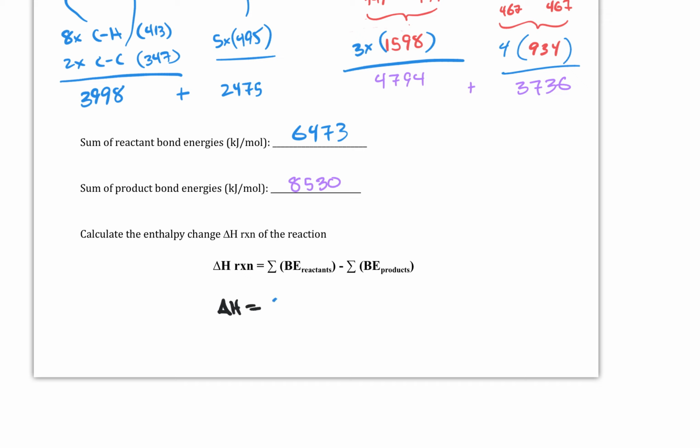We're going to take the 6,473 kilojoules of energy required to break the bonds and subtract out the 8,530 kilojoules of energy that is released when the new bonds are formed. And we see that the net change is that there will be a release of 2,057 kilojoules of energy, meaning that this reaction is exothermic.